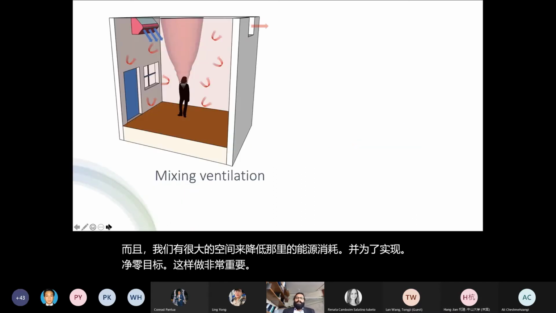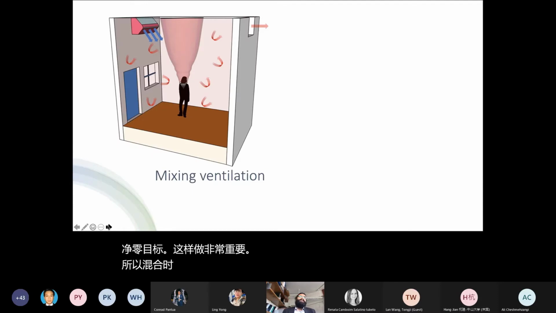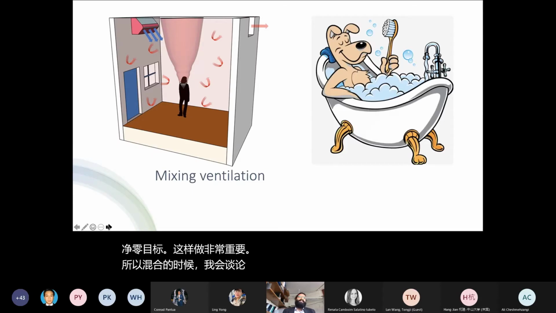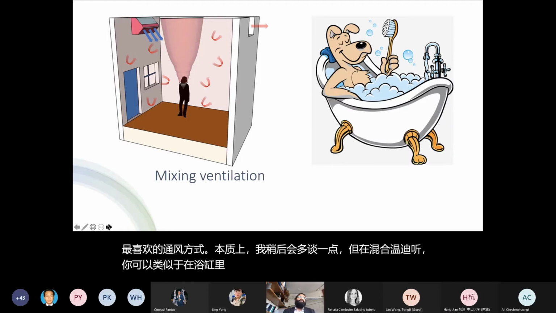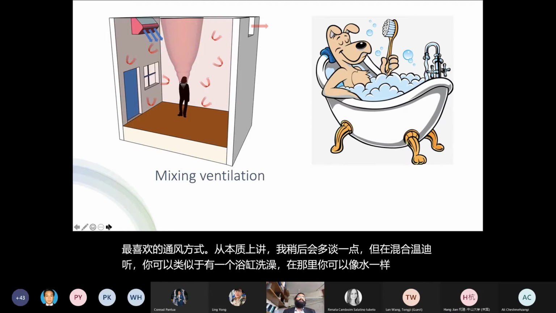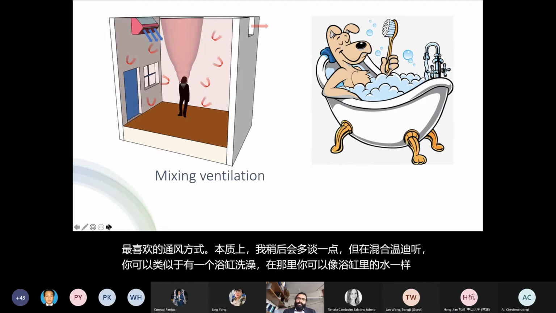So I will talk about ventilation modes. First, mixing ventilation, because this is the most preferred mode of ventilation. I will talk a little bit more about it later. But mixing ventilation is analogous to having a bath in a bathtub, where you could be only as clean as the water in the bathtub, which is contaminated with your own pollutant.